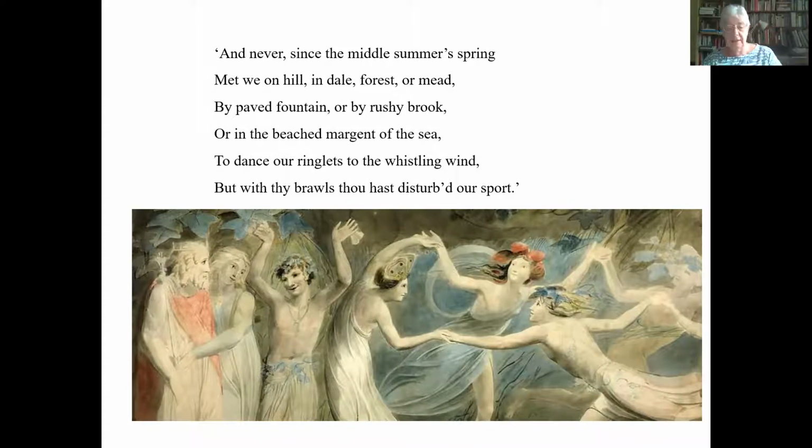And the result, she continues to tell Oberon, is continual rain, leading to failing crops, diseased animals, and sickness among humans. The seasons eventually all confused. So the disruption of dancing has led to the disruption of the world.